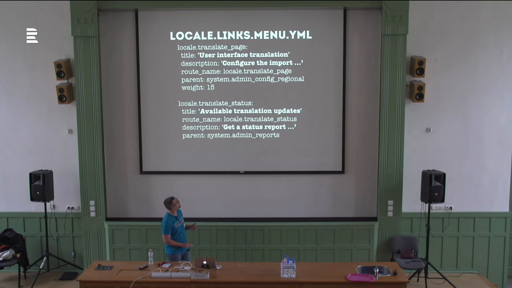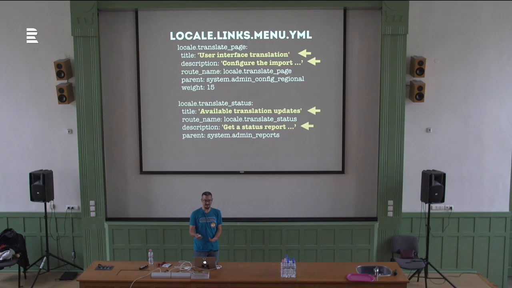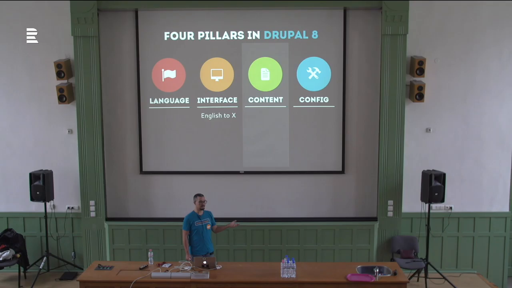So what we have here is special attributes like title or description. And the POTX system will actually extract those translations, and it will call T for you. So your menu links or your menu actions are translatable too. So in summary, the interface translation module allows you to still define your strings in code in English, but it allows you to translate to any other language.